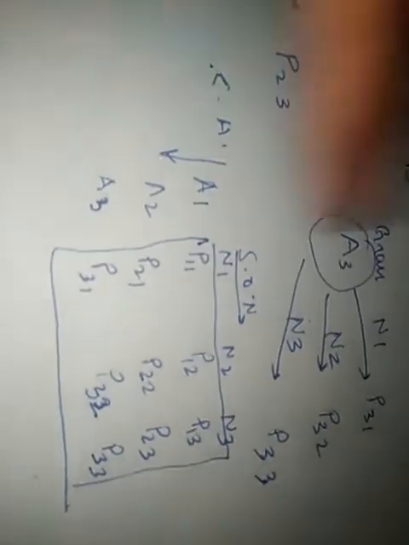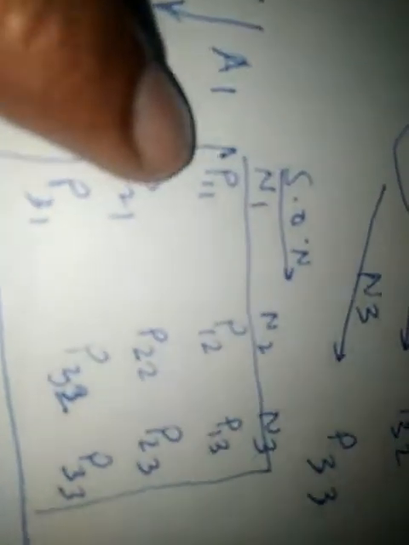Now the data which was written here can be represented in the form of this table. Here the payoff corresponding to A1 and N1 is P11, and the payoff corresponding to A1 and N2 is P12. In this way all the payoffs can be represented. This is the reason this table is known as the payoff table.